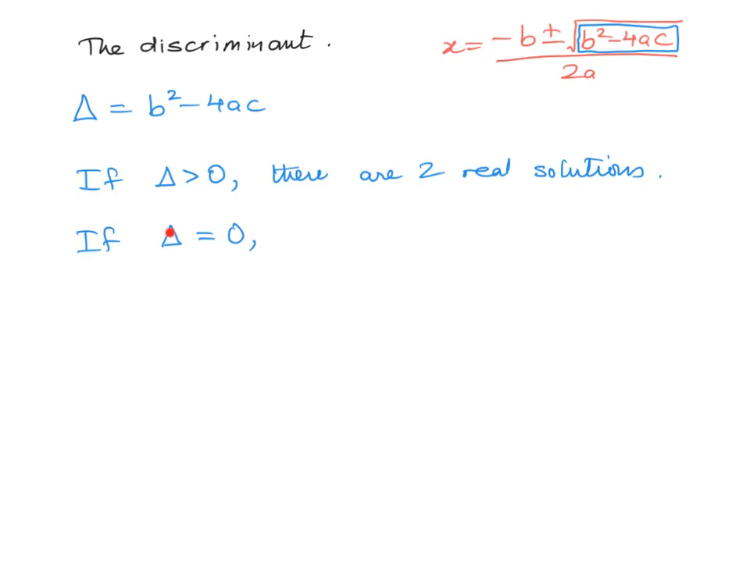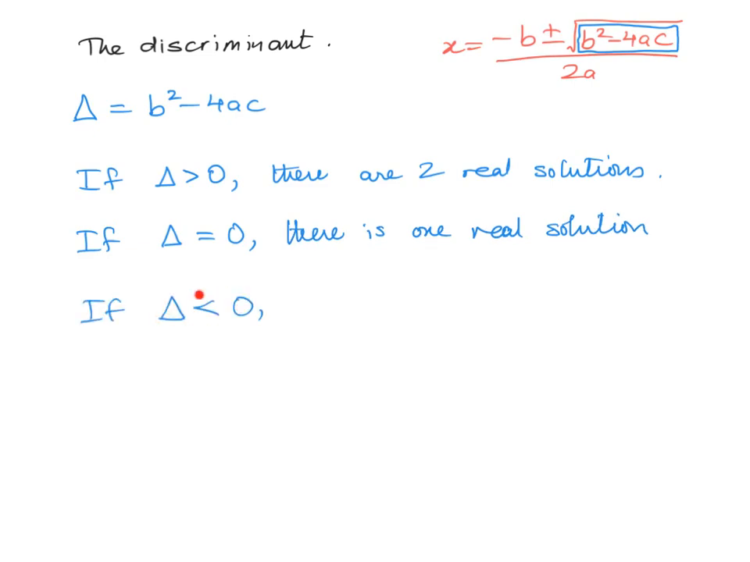Now, if the discriminant is equal to 0, well, then you're trying to take the square root of 0. When you take the square root of 0, it's just 0. Well, plus or minus 0, plus 0 minus 0, those are the same. It doesn't make any difference. So you still get a solution. It's just going to be x equals negative b over 2a because the plus or minus 0 doesn't do anything. So if the discriminant is equal to 0, there is one real solution.